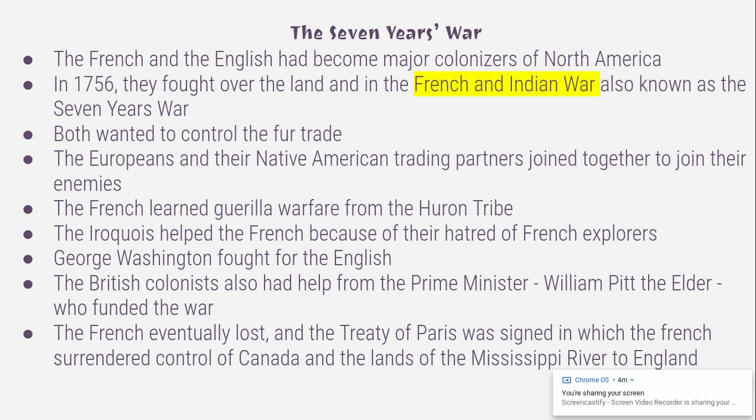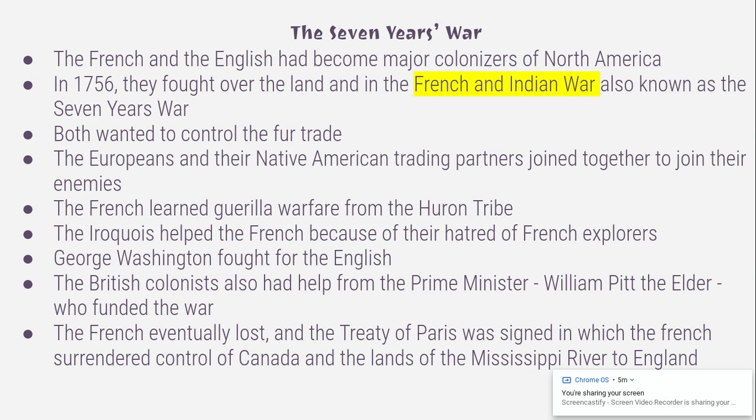The Europeans and their Native American trading partners joined together to fight their common enemy. The French learned guerrilla warfare, which is using small raids to disrupt army supply lines and engage in surprise attacks when the terrain is to their advantage, from the Huron tribe. And the Iroquois helped the English because of their hatred for the French explorers like Samuel de Champlain, who had slaughtered many Iroquois chiefs. George Washington fought for the English in the French and Indian War, but learned the French could be beat using guerrilla tactics.